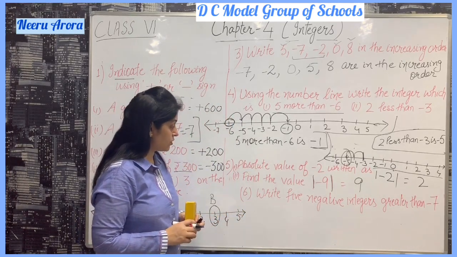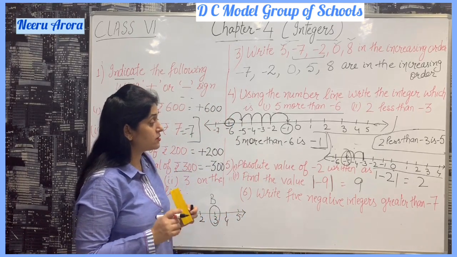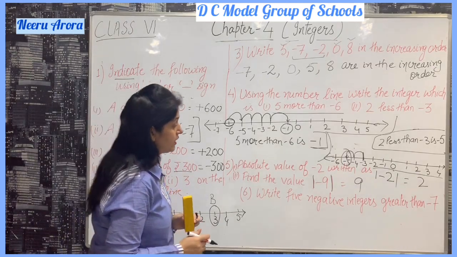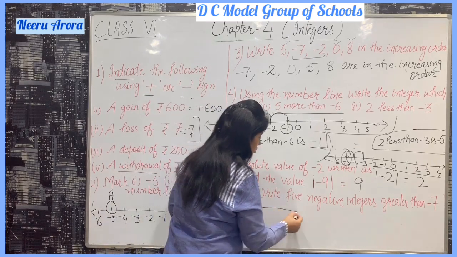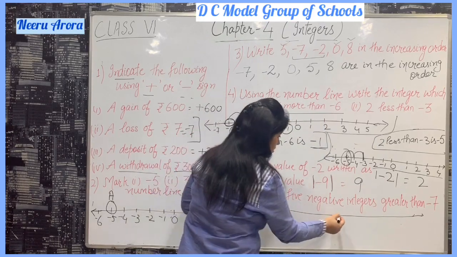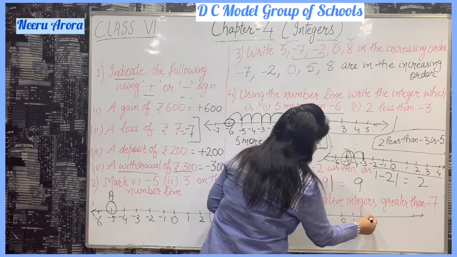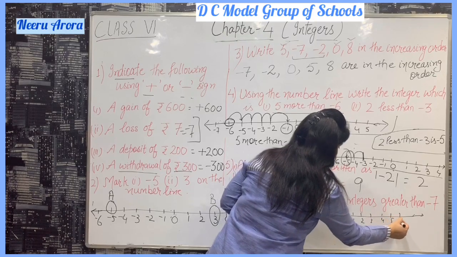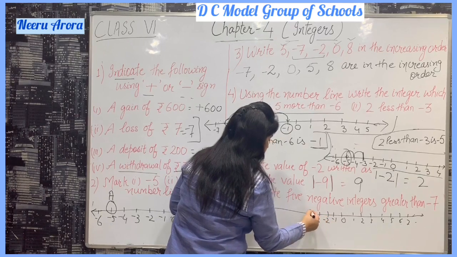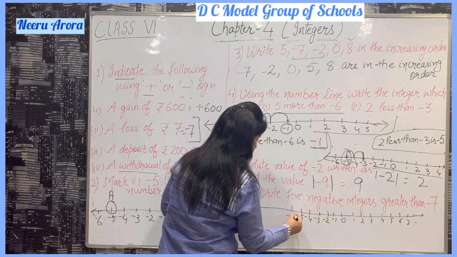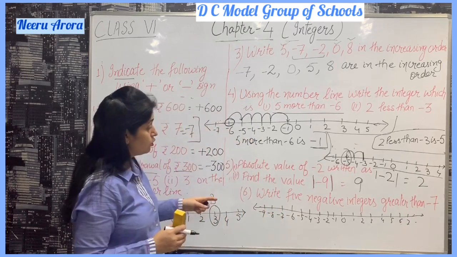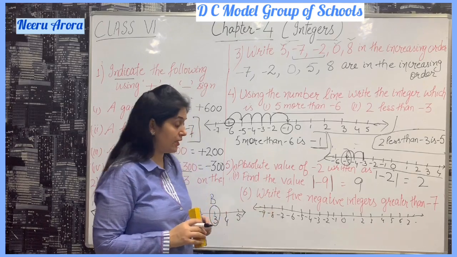Now look at the sixth question. Write 5 negative integers greater than minus 7. Let's draw the number line again to understand this sum. In the middle it is 0, 1, 2, 3, 4, 5, 6 and so on. Minus 1, minus 2, minus 3, minus 4, minus 5, minus 6, minus 7, minus 8, minus 9. So we want to write 5 negative integers greater than minus 7.